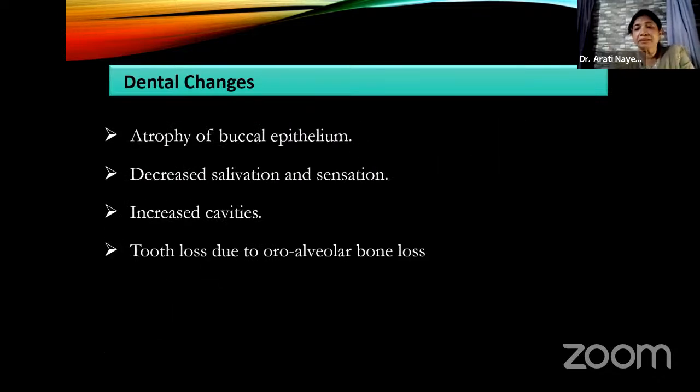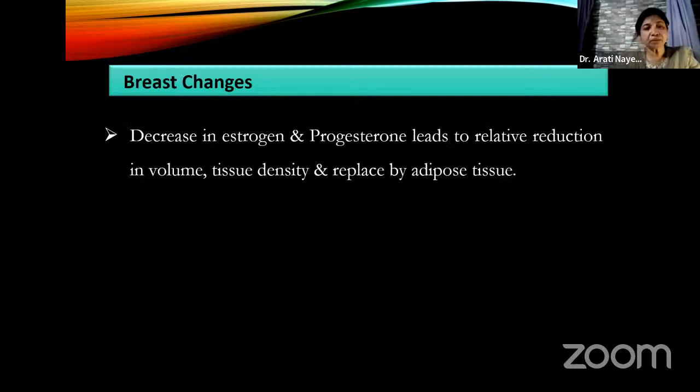What are the dental changes that occur during menopause? There will be atrophy of buccal epithelium. There will be decreased salivation, increased cavities, and tooth loss due to oroalveolar bone loss. Breast changes: due to decrease in estrogen and progesterone, there is reduction in volume and tissue density, which are replaced by adipose tissue.